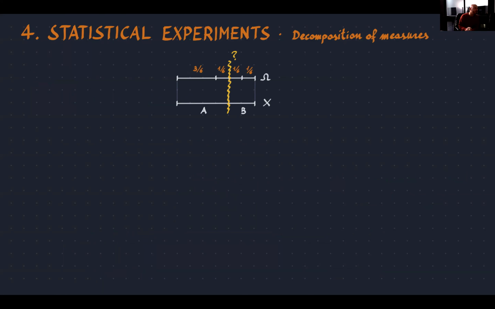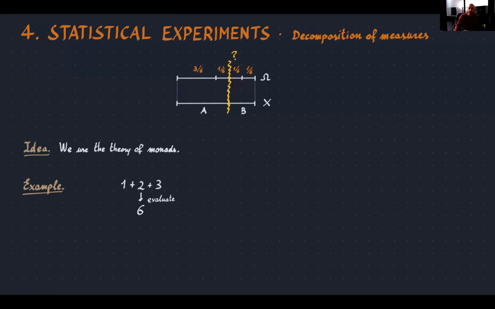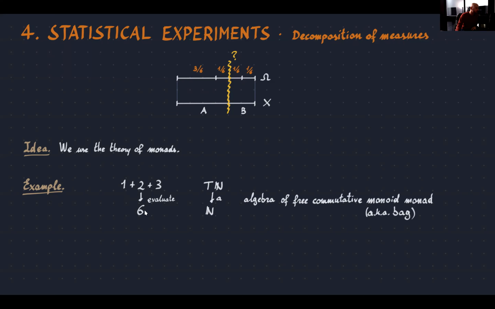And it turns out you can. So first of all, how do you decompose measures? Using monads. So 1 + 2 + 3 is 6 because N is an algebra of the free combinatorial monoid-monad. This is an element of Tn, and this is an element of N. You can view this as a decomposition of 6. Decompositions into prime factors are the same thing, I'll just do it with times.